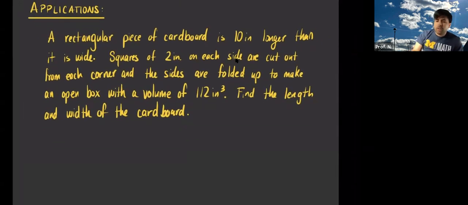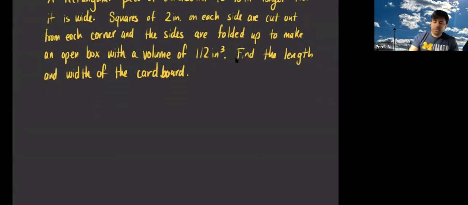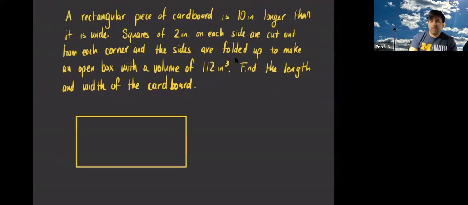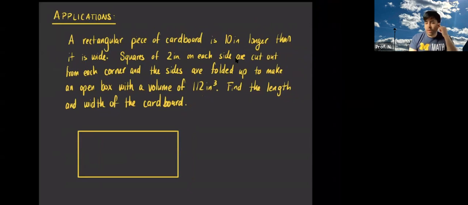So this requires a little bit more geometric understanding. So first of all, we start with the piece of cardboard, right? And it's rectangular, correct? So drawing helps. So we have a piece of cardboard, and what do we know? It says that the length is 10 inches longer than its width.